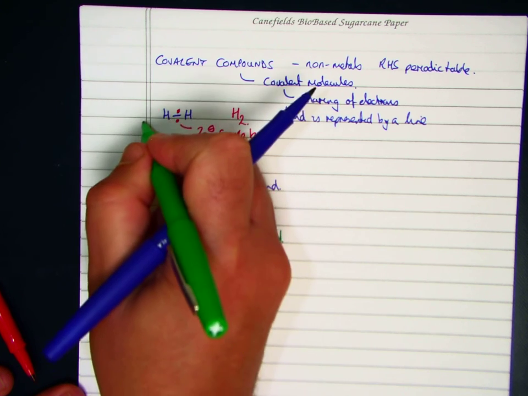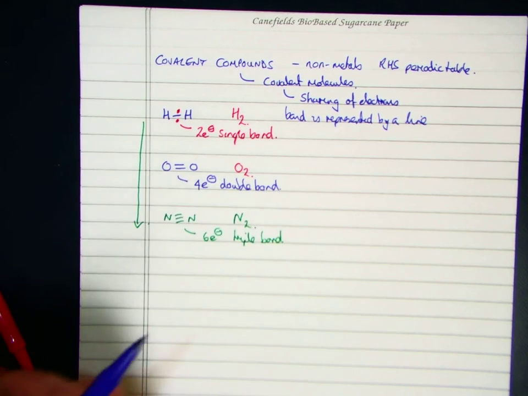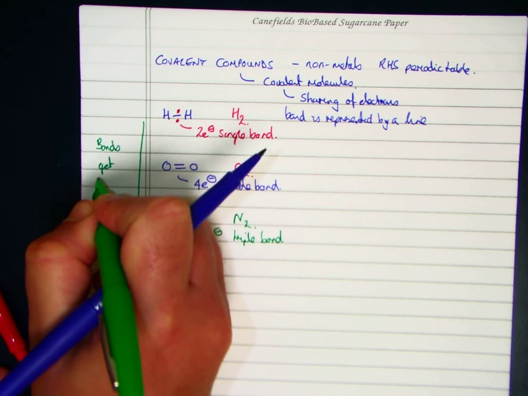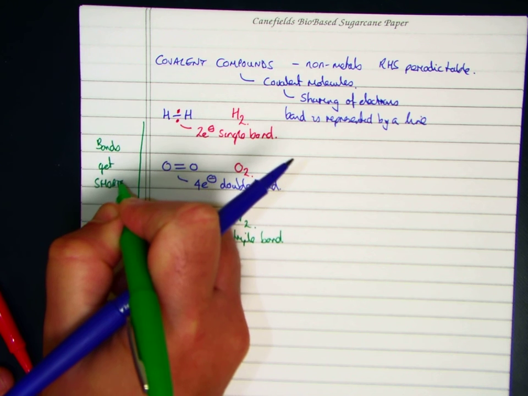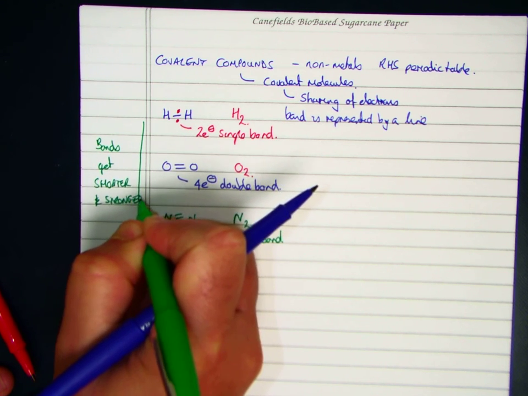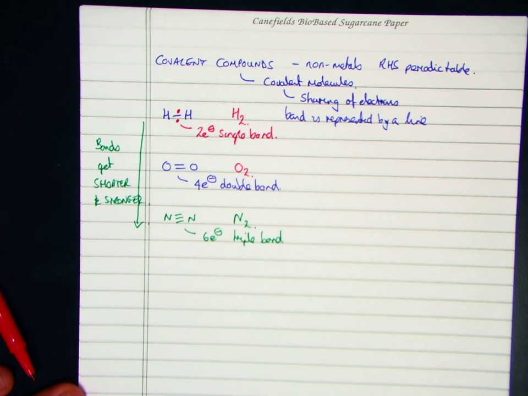And as we go down this series, we know the bonds get shorter and stronger. So that's important to remember. But those are all examples of covalent bonds, sharing of electrons.